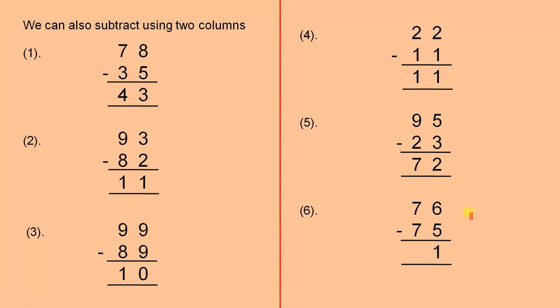Answer 72. 6 take away 5 is 1. 7 take away 7 is 0. We don't have to have the 0 here, so the answer is 1. So notice in every example, all the numbers are perfectly lined up.